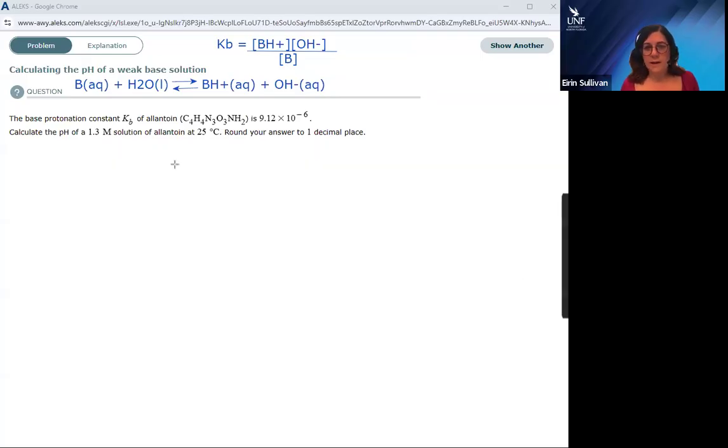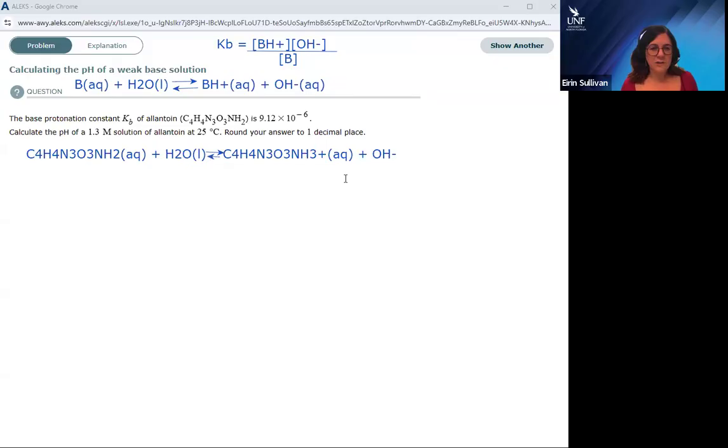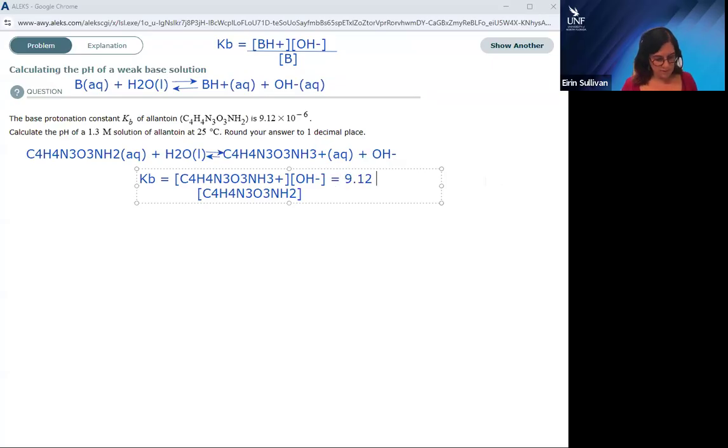Okay, so there we have it then. Let's put in a little equilibrium arrow here. And we've been given the value of the base protonation constant, so we can go ahead and write our Kb expression. Kb is going to be the concentration of my conjugate acid, like so, copy paste for the win, times the concentration of hydroxide, divided by the concentration of my weak base. And that numerical value for Kb has been given to me in the question as 9.12 times 10 to the power of minus 6. So we're going to come back to that later.